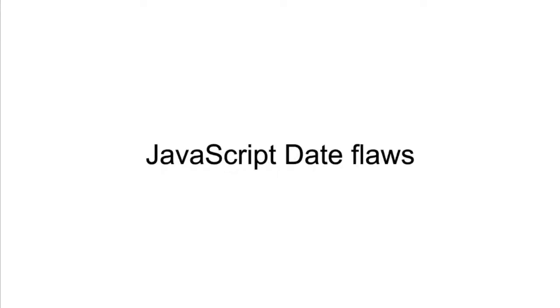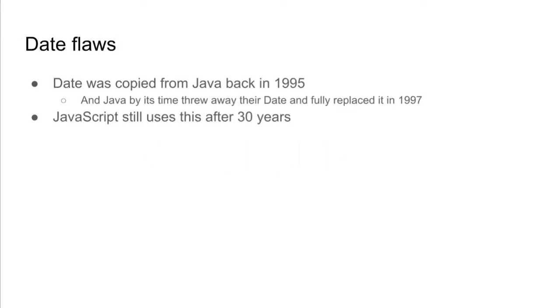So let's start talking about JavaScript Date flaws. It dates back to 1995 when it was copied from Java, which in 1997 threw it away and fully replaced the Date library. And JavaScript still uses this Date util after 30 years.